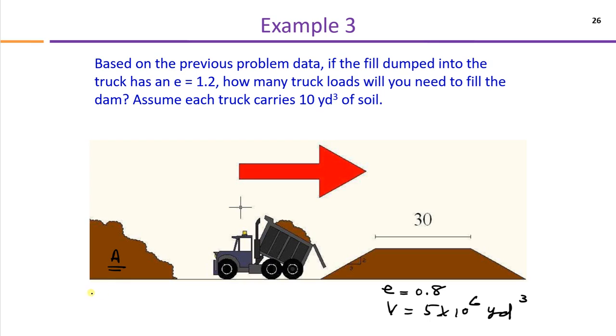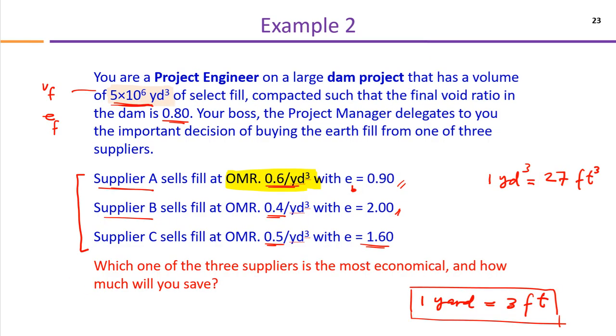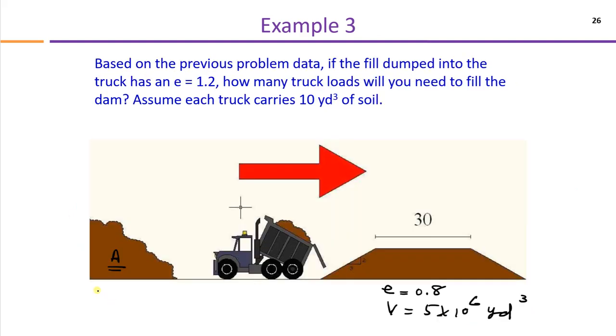Supplier A has a void ratio of 0.9. So the void ratio of the borrow area is 0.9. This is the borrow area that we finalized, and this is the fill.